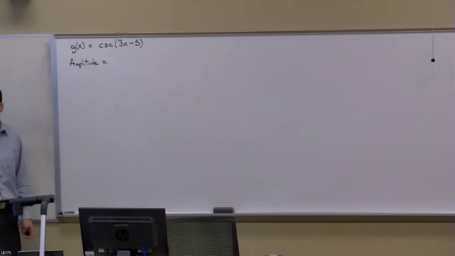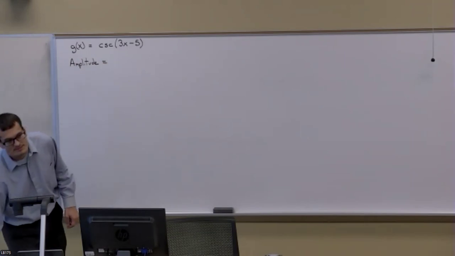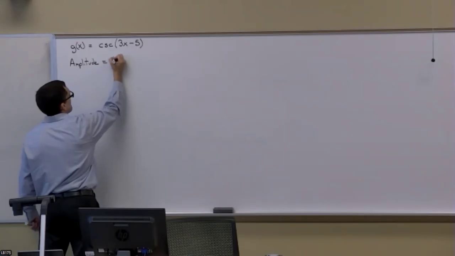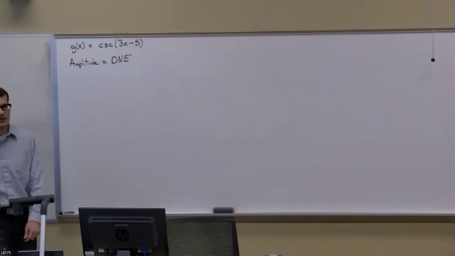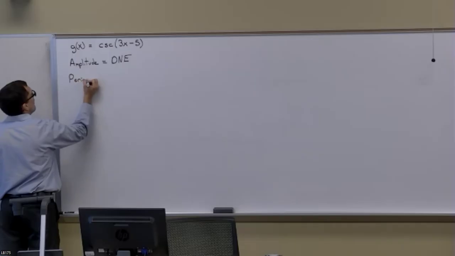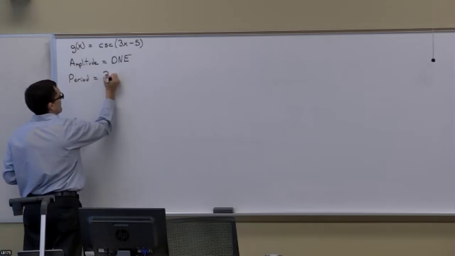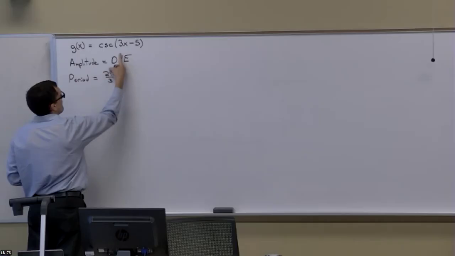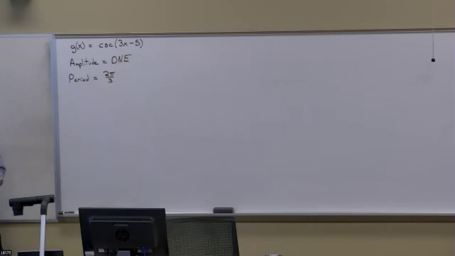What's the amplitude here? Does not exist. Exactly. Does not exist. Again, some people would say infinite. Period. Two pi divided by 3. 2 pi over 3. Exactly. We have a horizontal shrink by 3, so 2 pi over 3.